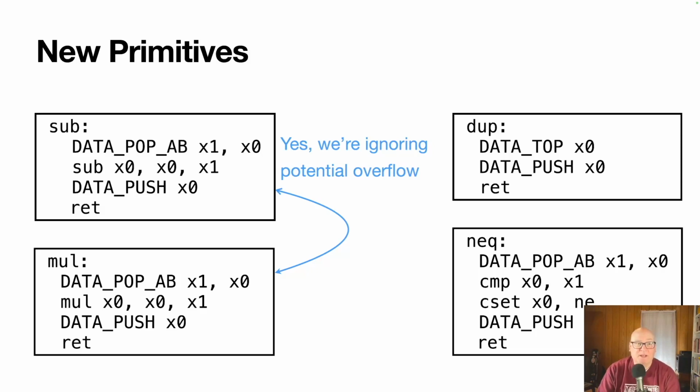So we'll pop x1, x0. We'll subtract, x0 equals x0 minus x1. We'll push the result, and you're done. And then multiply is basically the same except multiply. And yeah, I'm ignoring overflow.